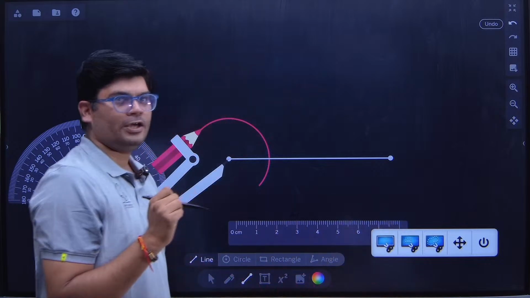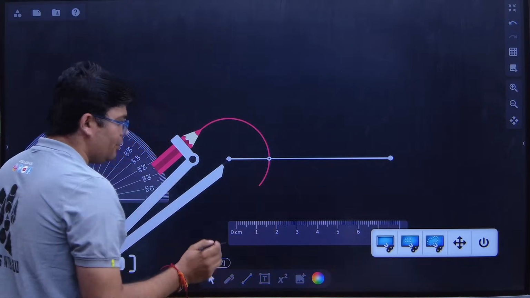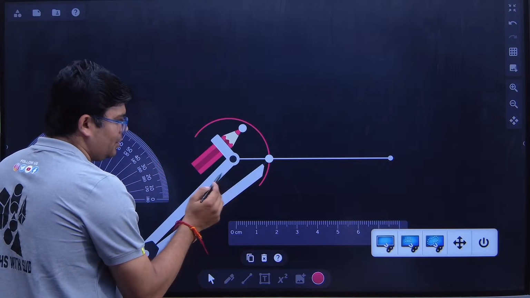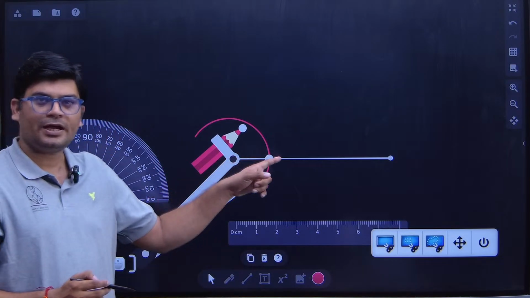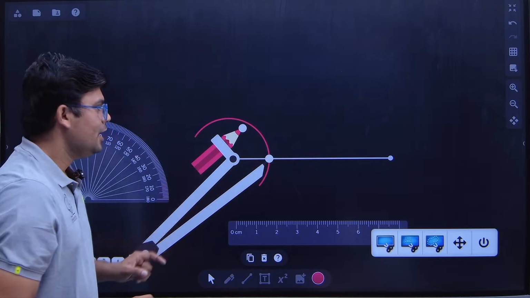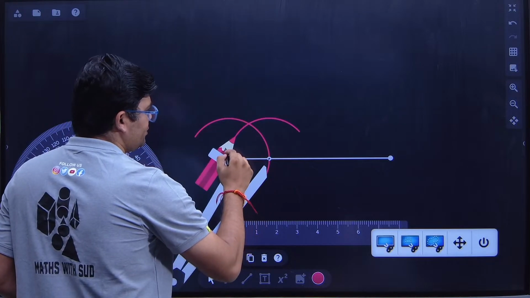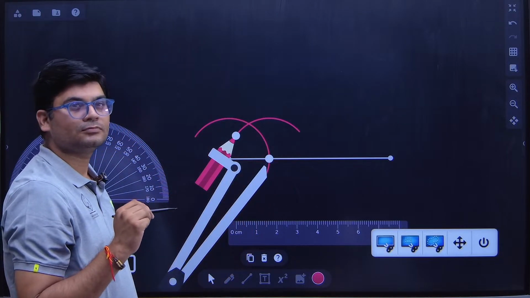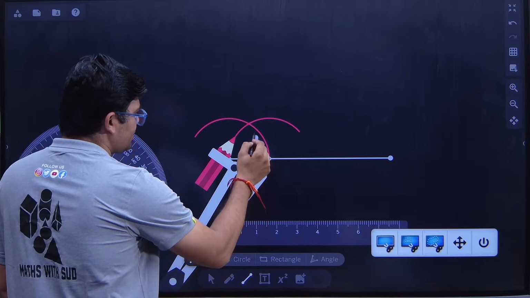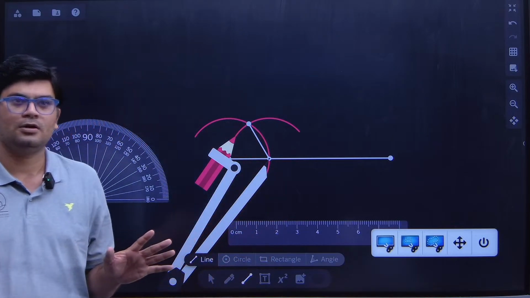Now what I will do is, I will not change the radius of the circle. Again, I will take the center of the compass at the other point where this arc intersects the line. And again, I will draw one arc. Can you see? Yeah.